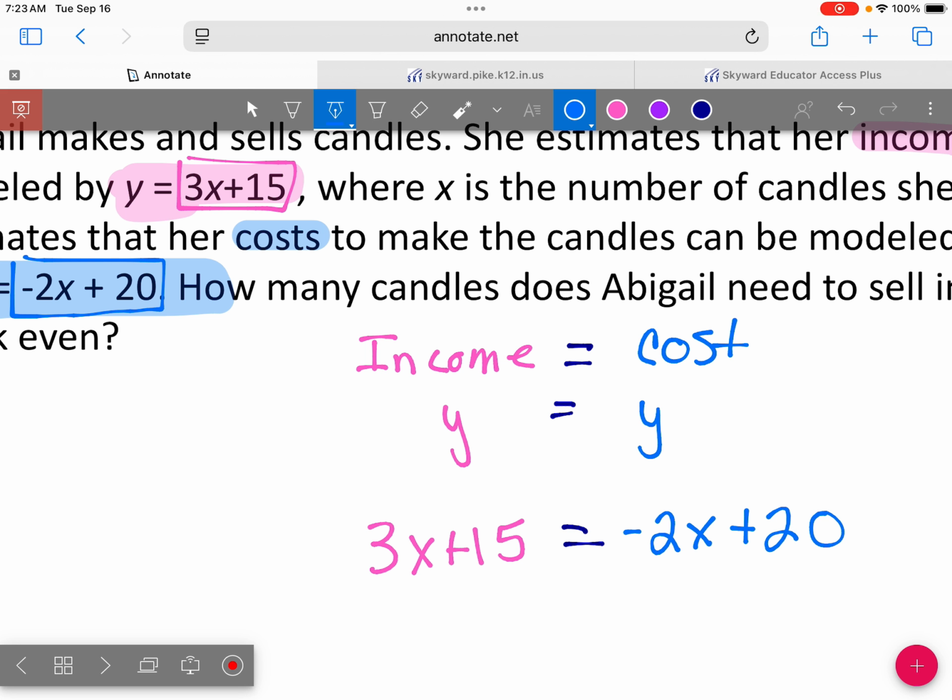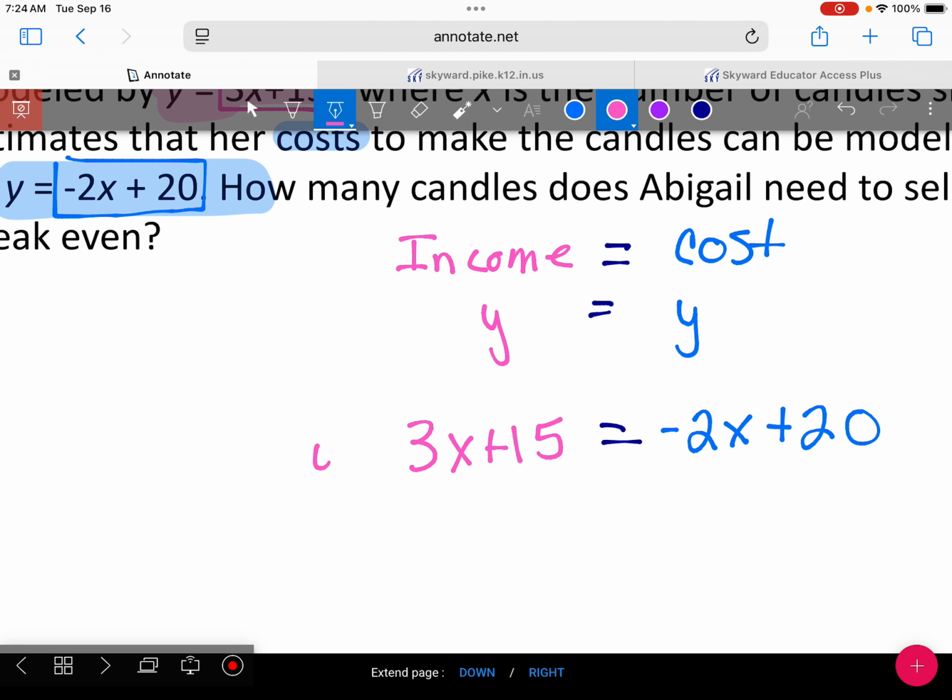So we really want to know this. When does 3x plus 15 equal negative 2x plus 20? Now we should be able to solve this. The tricky part on this one is this setup here. We want to know when income equals cost, which means it's the break-even point. That's my two y's equal to each other, so we substitute in the equations. You don't have to hit this step, but I do recommend it. Otherwise, I'm going to show you the most common mistake I see on this.